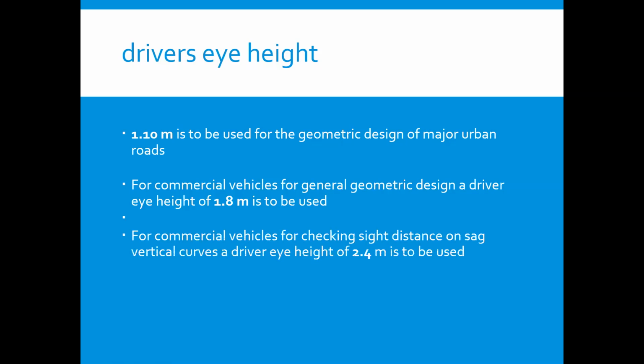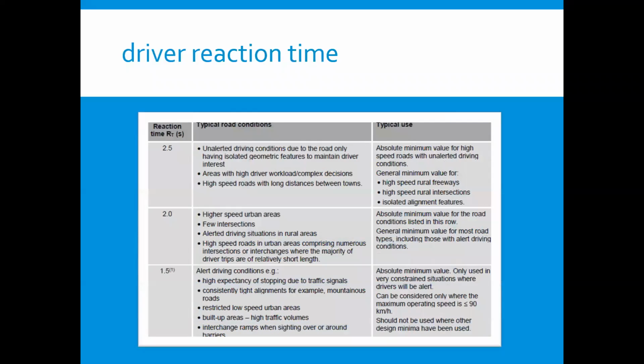For checking sight distances on a sag vertical curve, a driver's eye height of 0.24 meters is to be used. Reaction time.